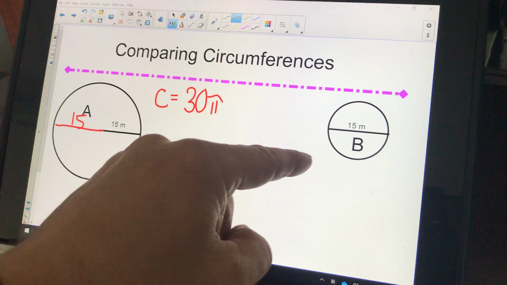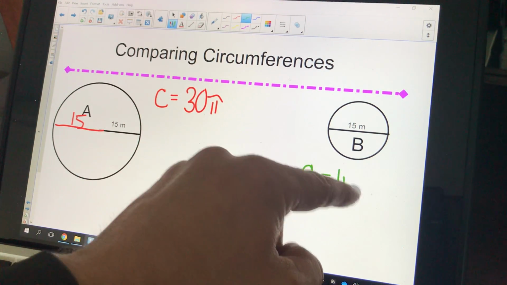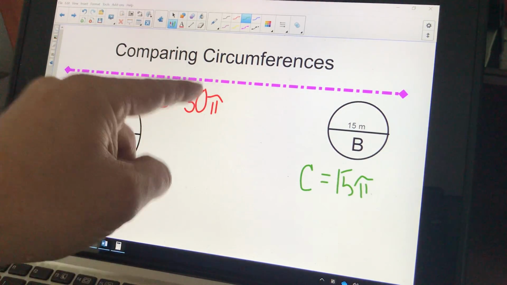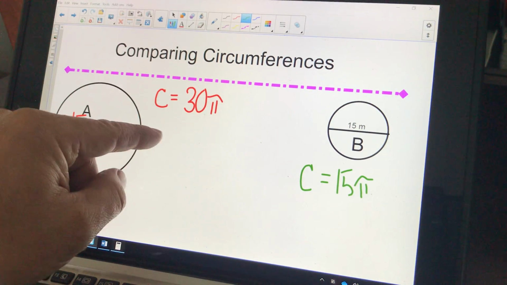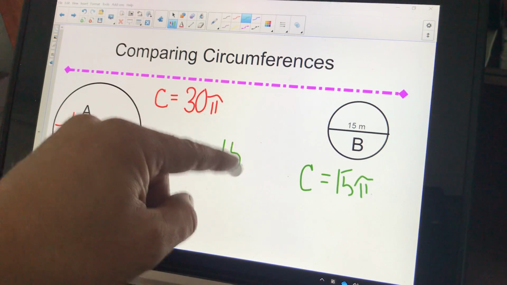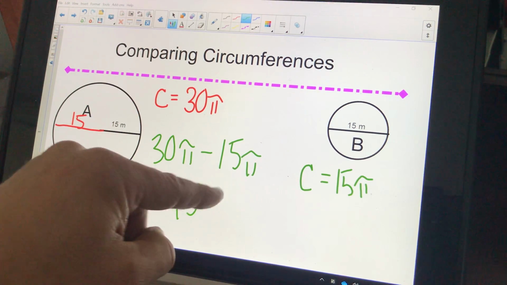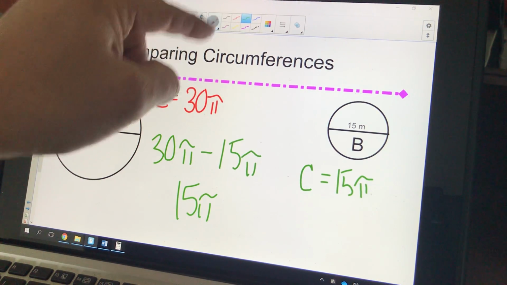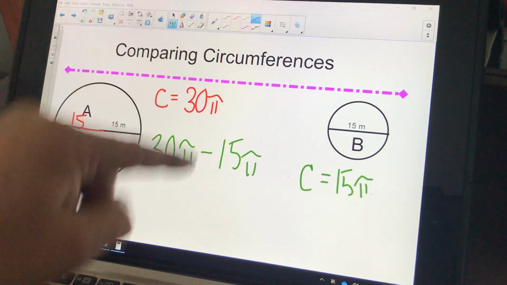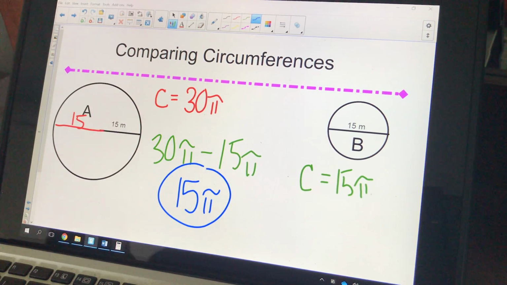Over here for B, I'll change up the color. The circumference equals 15 pi. Now I want to know how much bigger this one is than that one. So what's the difference? 30 pi minus 15 pi is going to be 15 pi. Just like with variables, we subtract them, and we get 30 minus the 15, leave the pi. There's one of the answers.